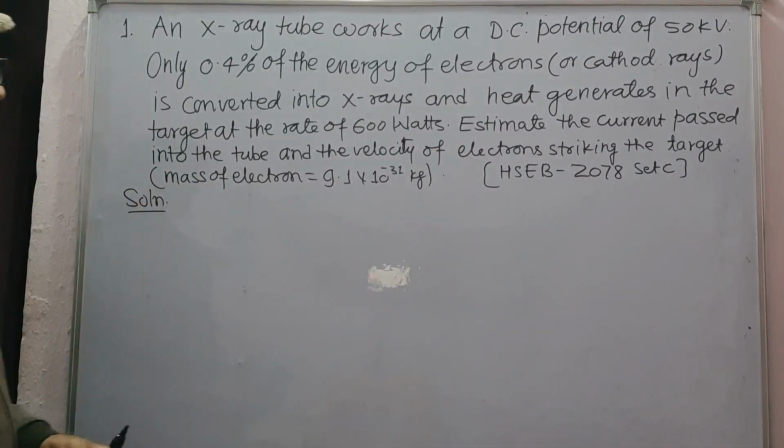First question: an X-ray tube works at a DC potential of 50 kilovolt. Only 0.4% of the energy of electrons or cathode rays is converted into X-rays, and heat generates in the target at the rate of 600 watts. Estimate the current passed into the tube and the velocity of electrons striking the target. Mass of electron is given.